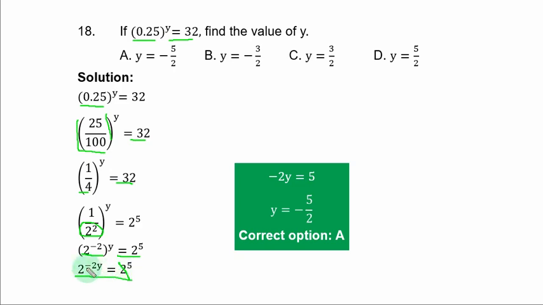If you equate the bases, you have the powers equal. That is minus 2y equals 5. Divide through by minus 2, y is equal to minus 5 over 2. A is the correct option.